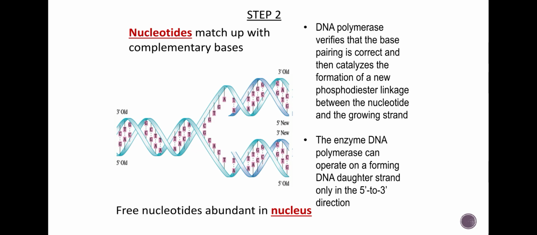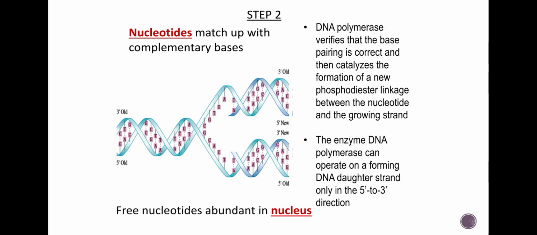After a free nucleotide has formed hydrogen bonds with the base of the old strand or the template, the enzyme DNA polymerase verifies that the base pairing is correct and then catalyzes the formation of a new phosphodiester linkage between the nucleotide and the growing strand. The DNA polymerase then slides down the strand to the next unpaired base of the template, and the same process is repeated. Though simple in principle, the DNA replication process has many intricacies.